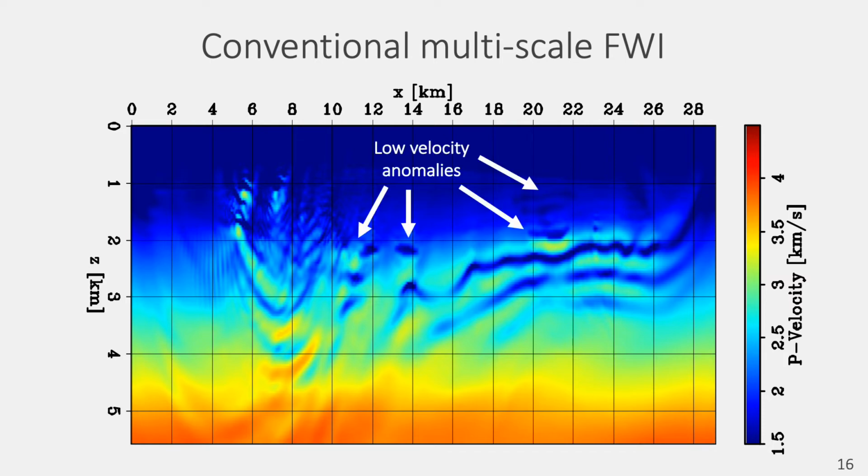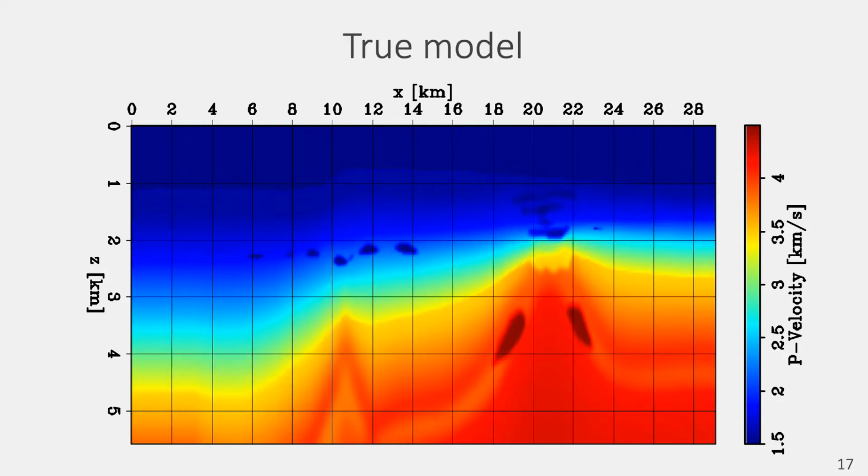Note, however, that FWI is still able to correctly recover some of the low velocity anomalies in the shallow part of the model due to the available long offset recordings. And to better compare our FWI results, this panel shows the true velocity model. And let me flip a couple of times between the two panels.